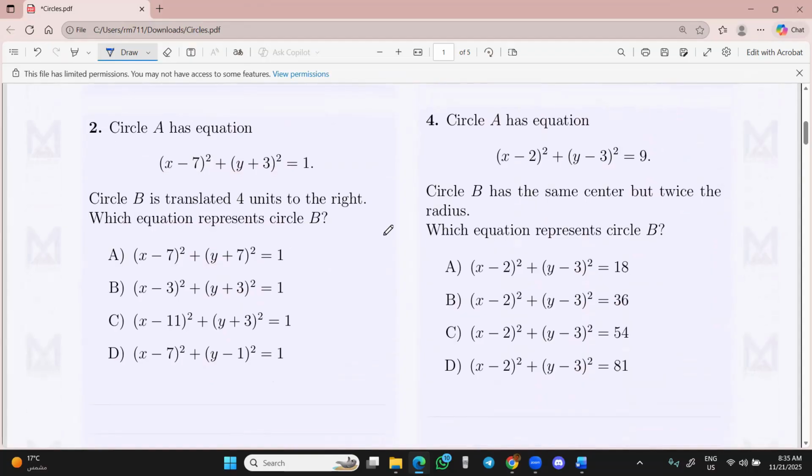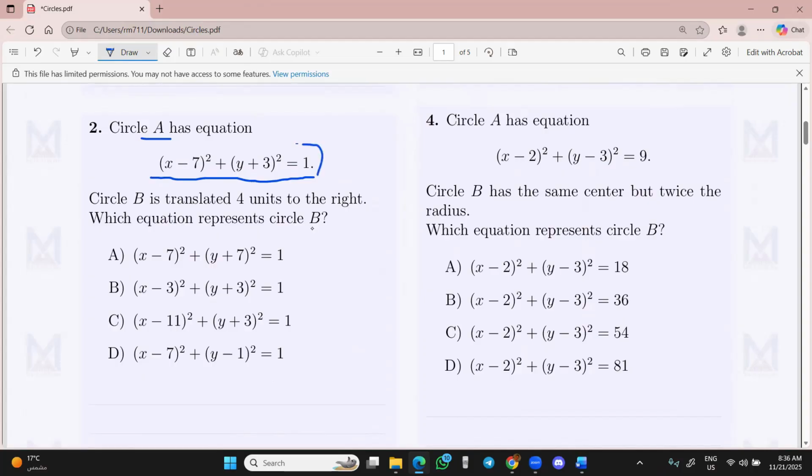Question number 2. Here we have also another kind of equation of a circle in that standard form, and it says circle B is translated 4 units to the right. I mean, this is circle A also, and we need to get the circle B, which is the translation of circle A 4 units to the right. Circle B is translated 4 units to the right. What is the equation representing circle B?